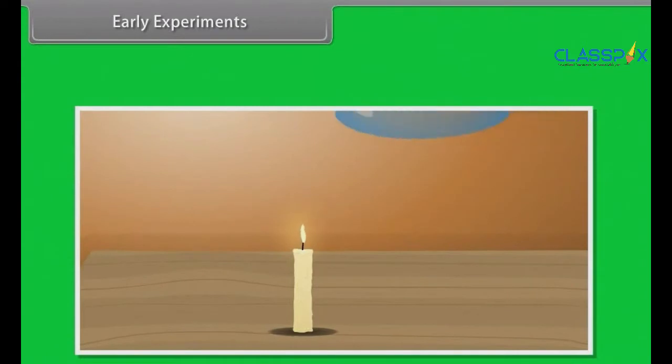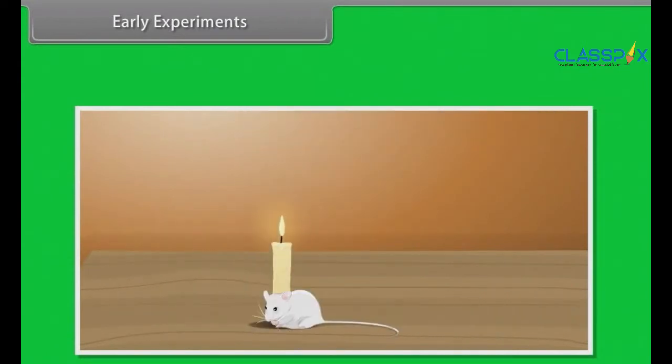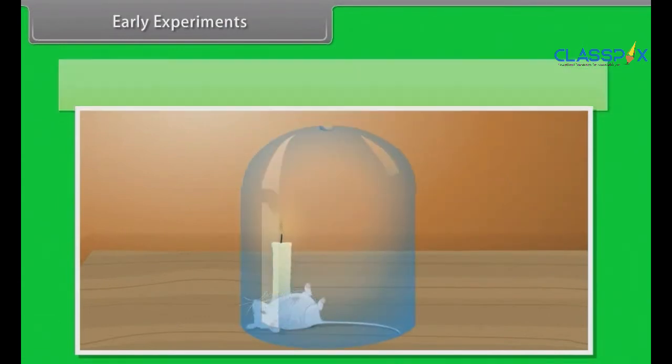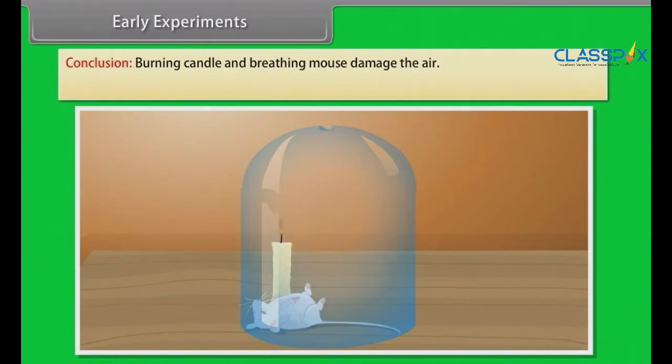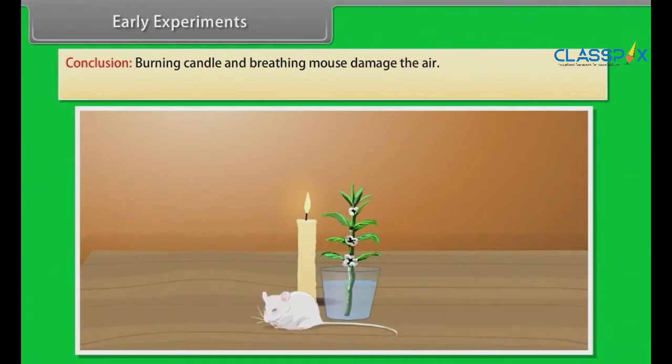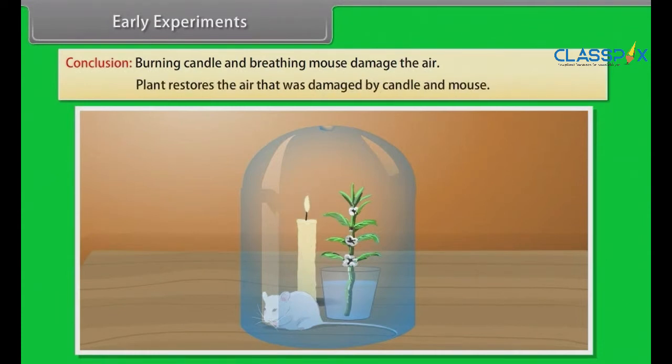Early experiments. Priestley experiment. First he placed a candle in a closed jar and it got extinguished. After that, he placed a mouse in the bell jar and the mouse also got suffocated. He concluded that the burning candle and breathing mouse damage the air. Now he placed a mint plant in the closed jar and it was observed that both mouse and candle survived very well. He concluded that plants restore the air that was damaged by the candle and mouse.